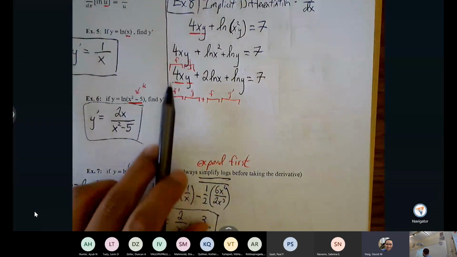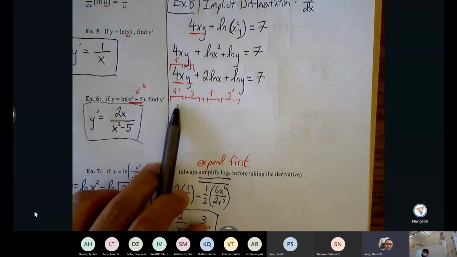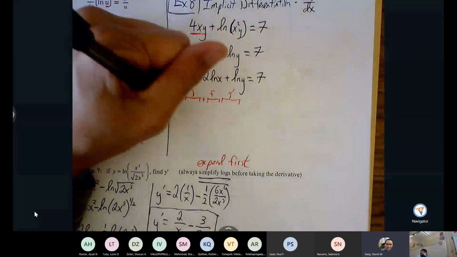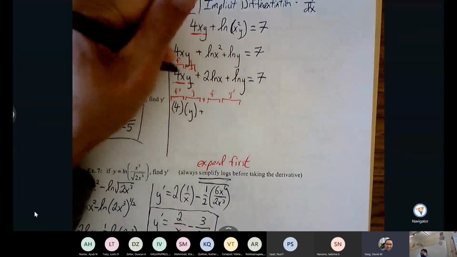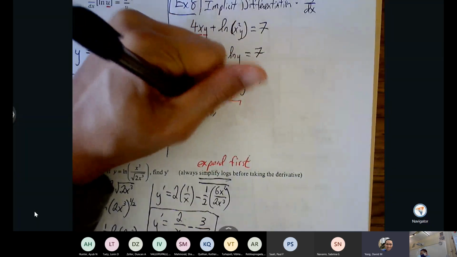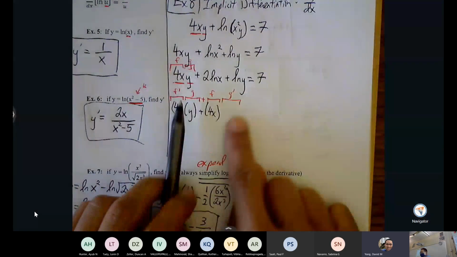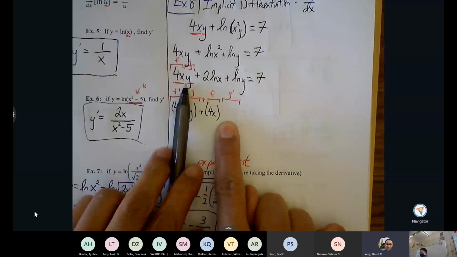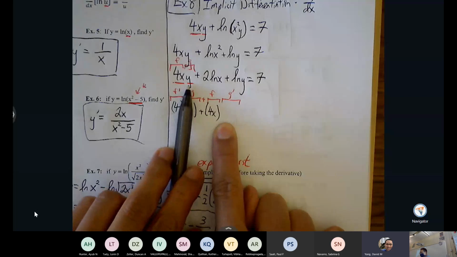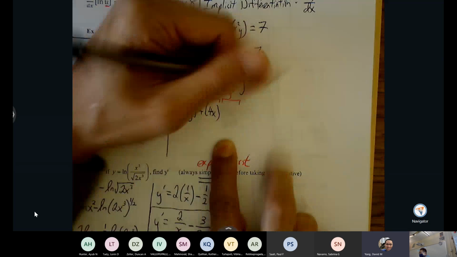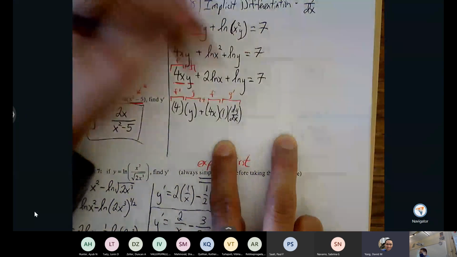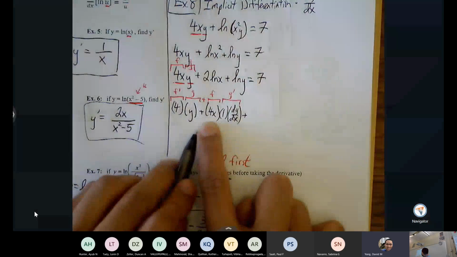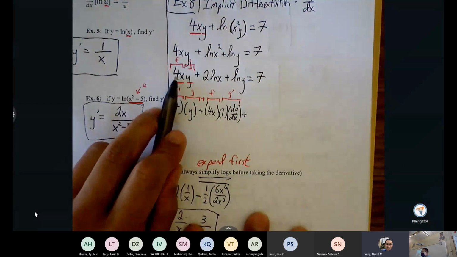Okay, let's go through this term by term here. 4x becomes 4. The g function, no changes. The f function, no changes. Okay, g prime: 1. What else? Okay, we just took y's derivative, so we also need dy/dx. Okay, so all this is for my 4xy.